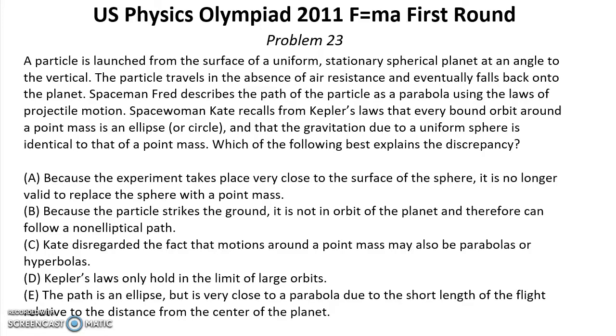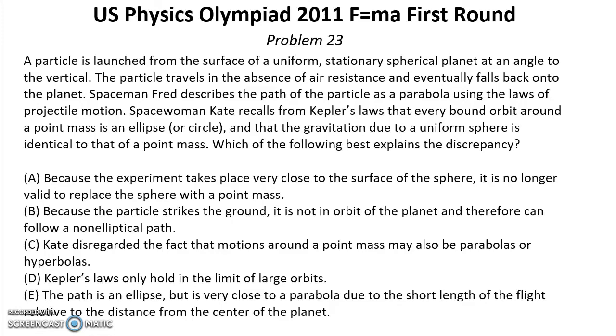Spacewoman Kate recalls from Kepler's laws that every bound orbit around a point mass is an ellipse or circle, and that the gravitation due to a uniform sphere is identical to that of a point mass. Which of the following best explains the discrepancy?